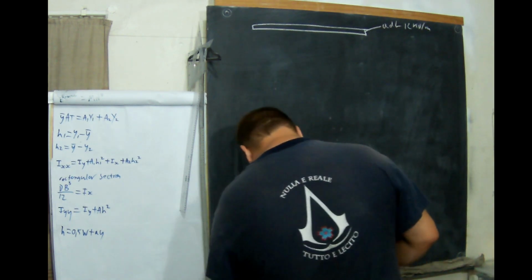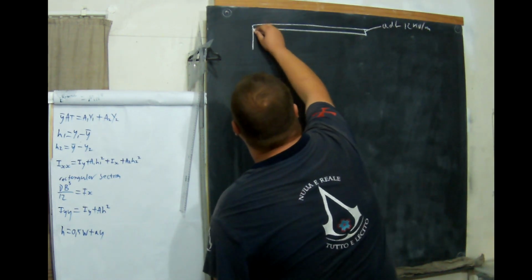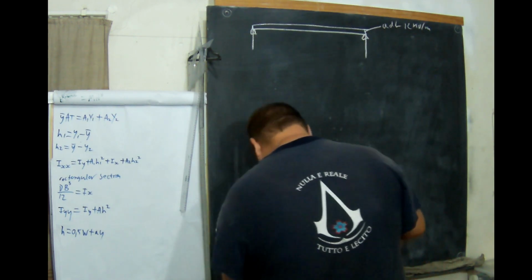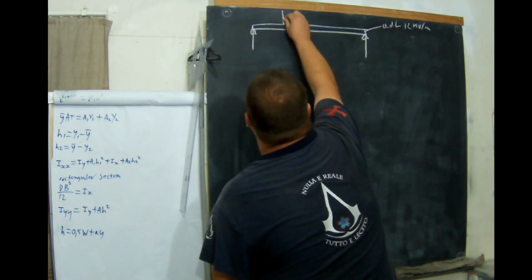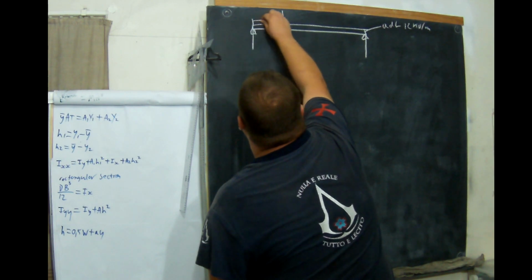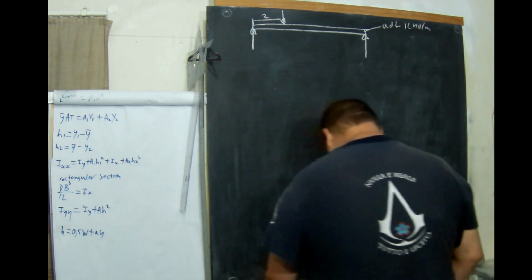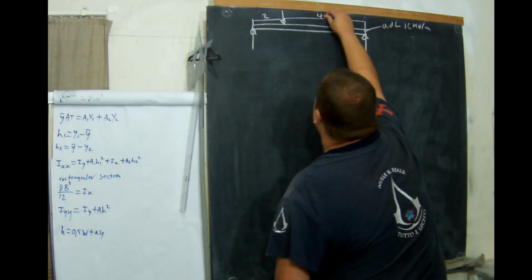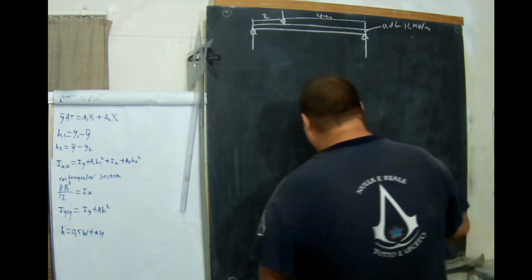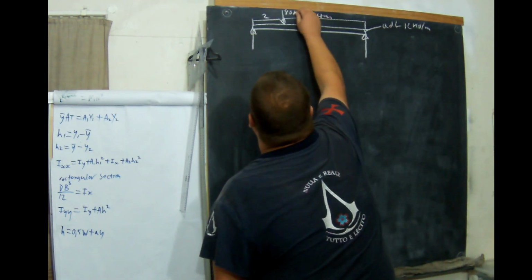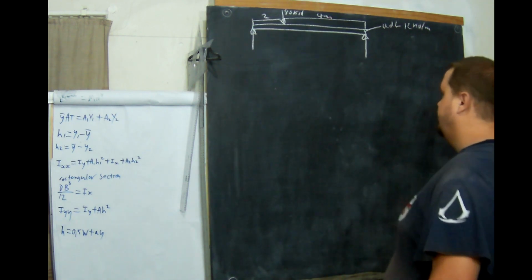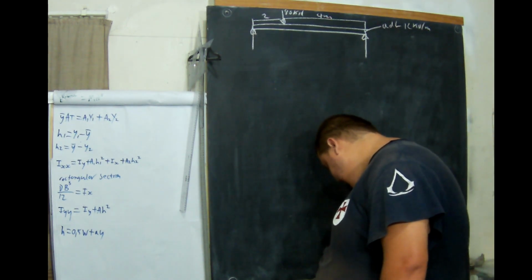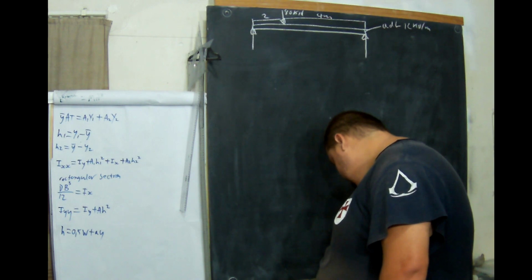Now, also we have a point load. We have two supports. It's simply supported. And we have another support that is 2 meters from the end of the beam. And that's 4 meters. And this is 80 kilonewtons.